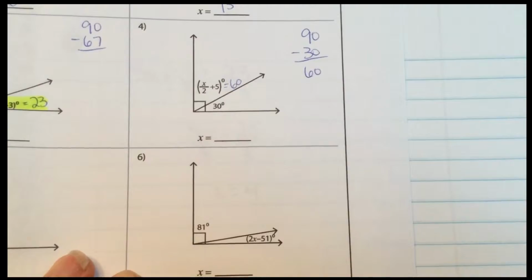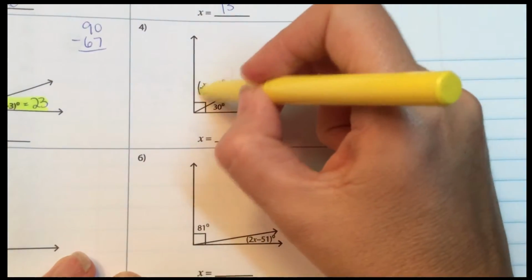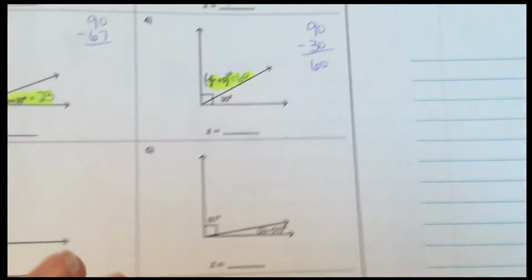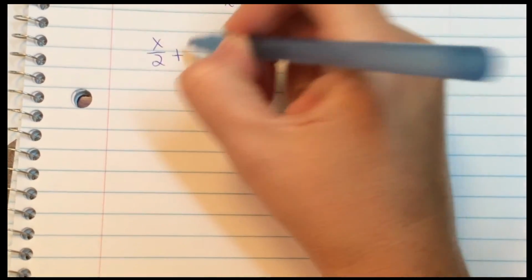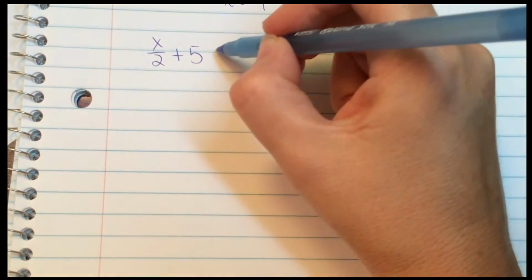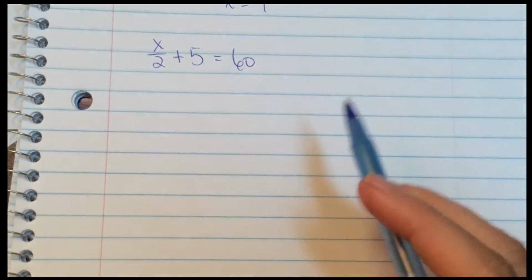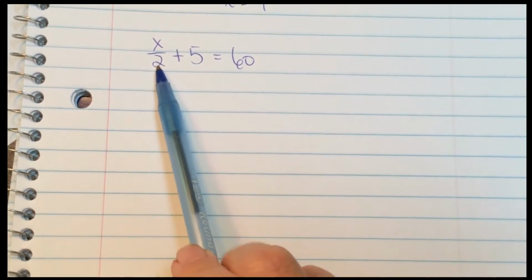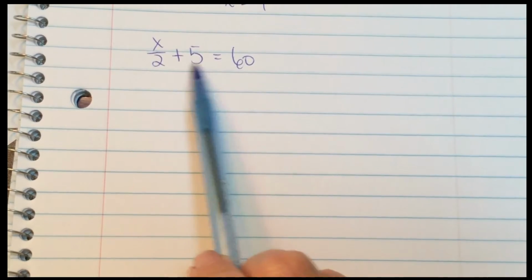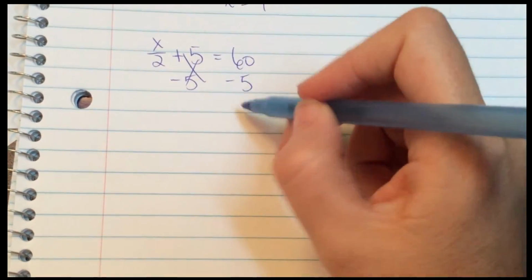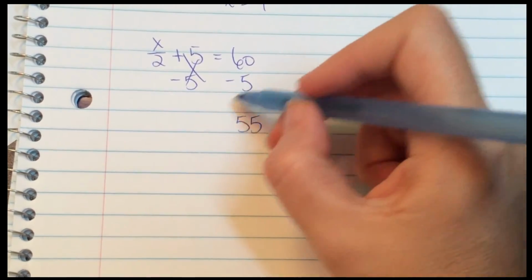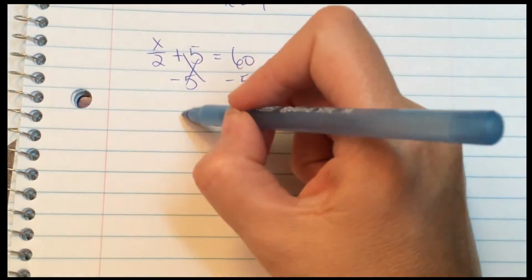So there's my equation. X divided by 2 plus 5 equals 60. I wanted to do this one just because it seems like kids sometimes have a hard time remembering how to do these types of equations when x is being divided by something, but it's really not that bad. So x is being divided by 2 and 5 is being added to it. So we're going to subtract 5 first. I get 55 here. 60 minus 5 is 55.